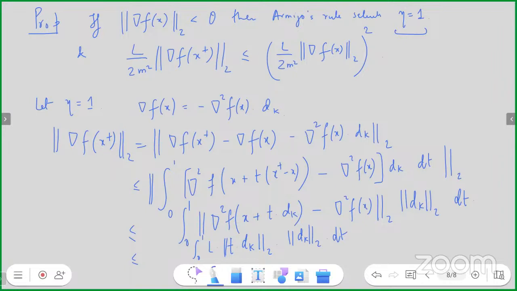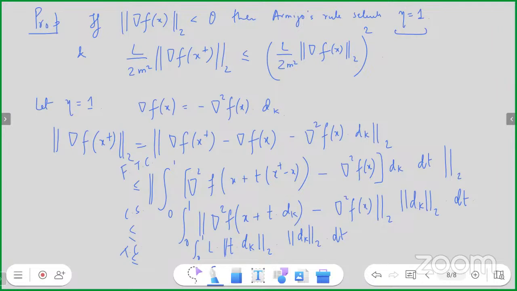Second to third, I've done nothing. I've just taken Cauchy-Schwarz. Here, the fundamental theorem of calculus should get you here. dk is not the step size, dk is the direction. Step size is 1. This is Cauchy-Schwarz. This is my technical condition. That gets me this far. Now compare this. Am I done or do I need to do something more? Why?